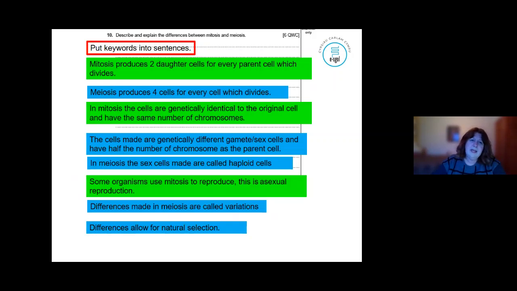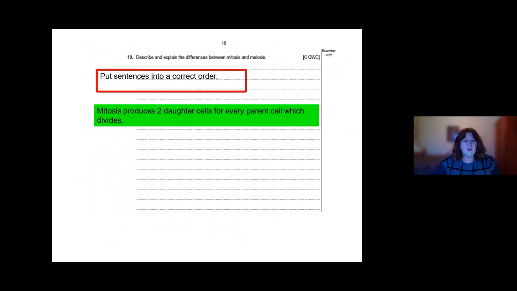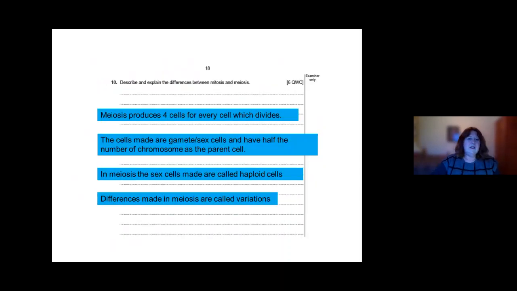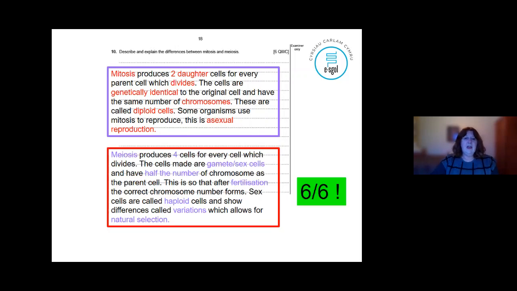There's a number of sentences that have quite a lot of those keywords in them. Now, my next approach would be to put them in a sensible, correct order, where I can join one sentence to the next. So I've unjumbled the sentences now, and I've got them in the correct order. I've done that for mitosis, and now I'm doing the same for meiosis. So try to go back over these and see the connections I'm making from one point to the other, having got all of those keywords. And then eventually I would join them all together, and there I'd have my 6 out of 6 mark answer.